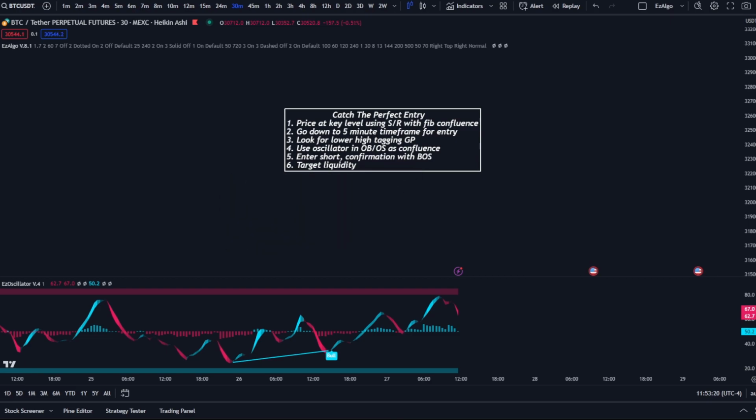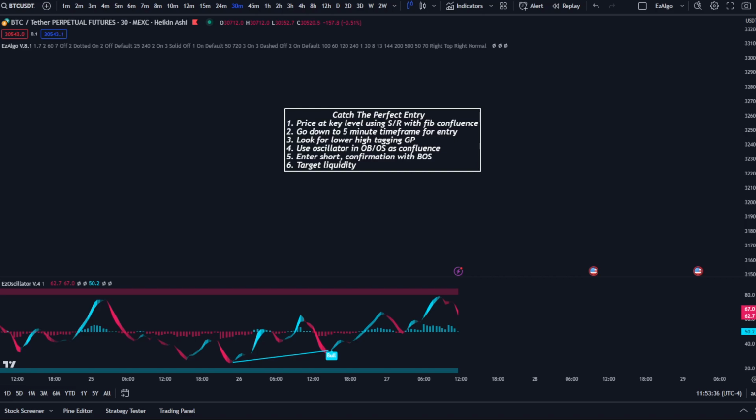All right, catching the perfect entry. Now there's multiple different ways to go about it. In this video, I'm going to talk about one or two of the ways that I catch these entries. To start, you always want to make sure price is at a key level, right? Even if you're entering on a 5-minute time frame, which in this case we're going to be doing, you want to make sure price is at a key level.